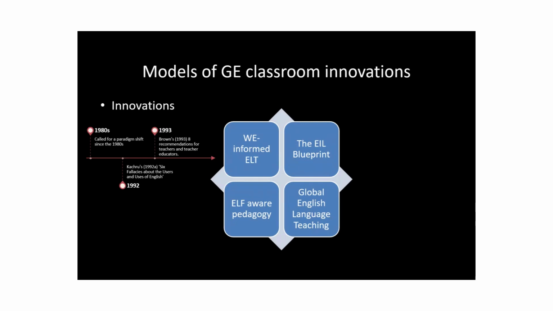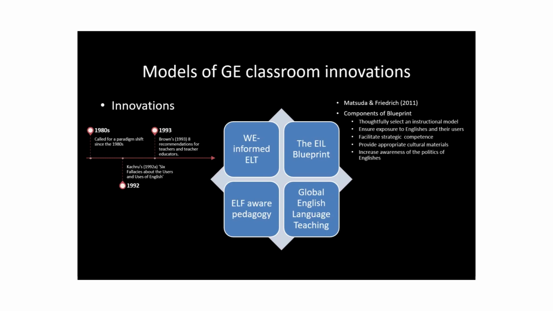Actually, it's built on a long history, and I've traced some of that history here. So right from the 1970s, 1980s, a lot of key work in World Englishes called for a paradigm shift in language teaching to better match how English was used around the globe. We see work in the 1990s, particularly from Brown, calling for a World Englishes perspective that underpins English language teaching. And a lot of this is underpinned by the work of Braj Kachru, which looks at the fallacies about the users and usage of English. So this is a rich history. While some of these terms might be new, the notions they're communicating are built on decades of linguistic research.